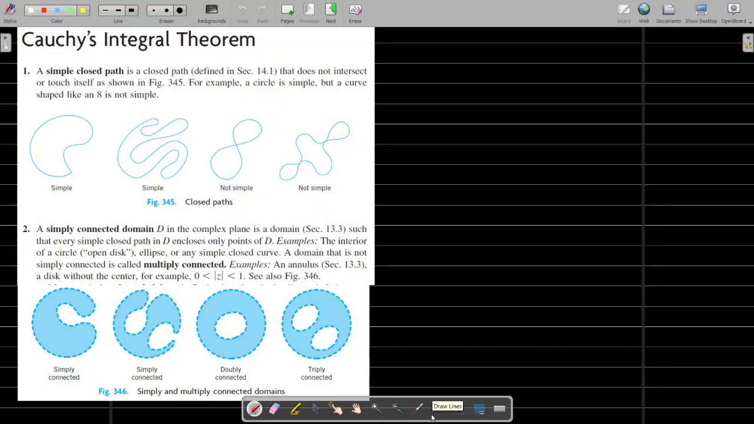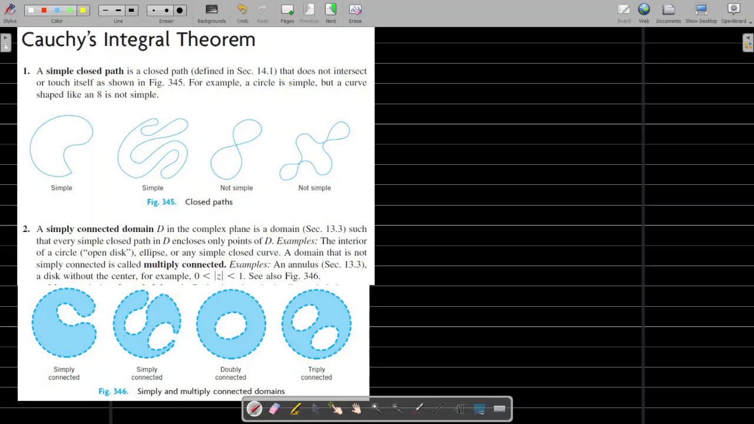In this video, we will be discussing Cauchy's integral theorem. Before we move on to the theorem, we will be discussing some simple terminologies. The first one is a simple closed path.